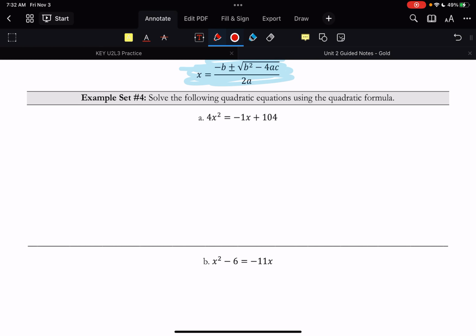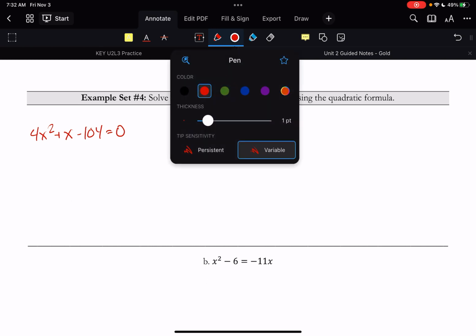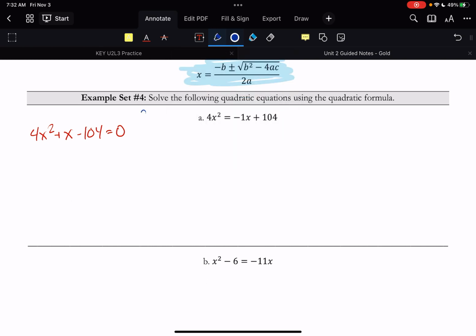So I'm going to add x to both sides. I'm going to subtract 104. So 4x squared plus x minus 104 is going to equal 0. So I then identify my a, my b, my c. My a is 4, my b is 1, my c is negative 104.